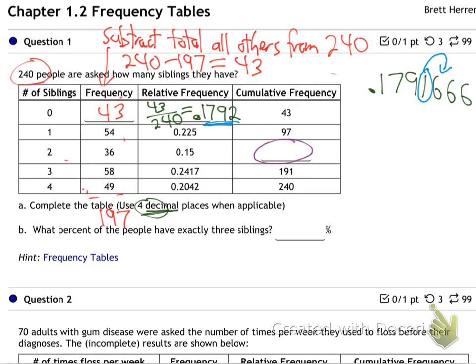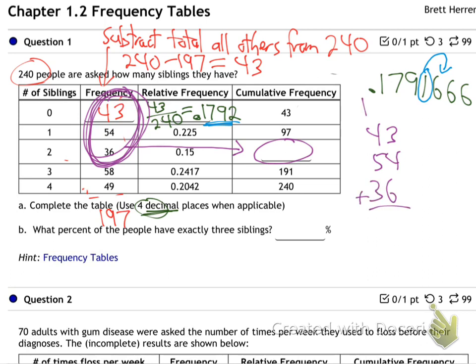And so the cumulative here is these three added up. Everybody see that? These three added up. So 43, 54, 36, what's that? 10, 13, 10, 133. So cumulative means to accumulate, add up. So I just added up these three, total goes right there. We good?